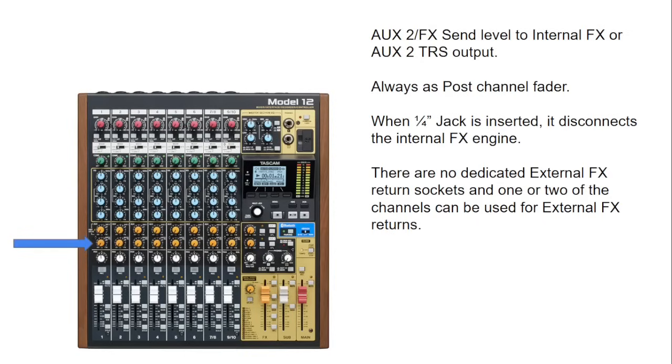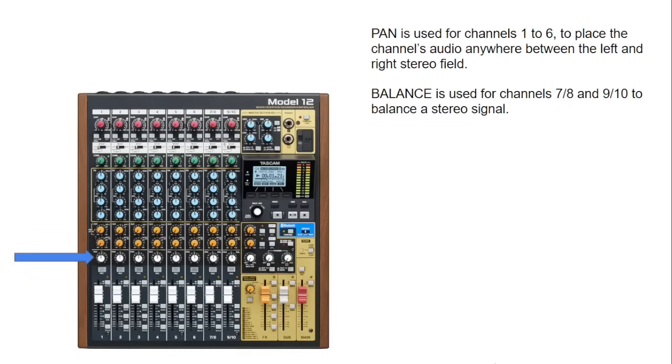When you actually connect a jack at the back of the unit, it disconnects the internal effects engine and a symbol will appear on the screen indicating that the internal effects has been disabled. There is no dedicated external effects return sockets, unfortunately. That means you need to use one or two of the actual channels for the return for your external effects returns.